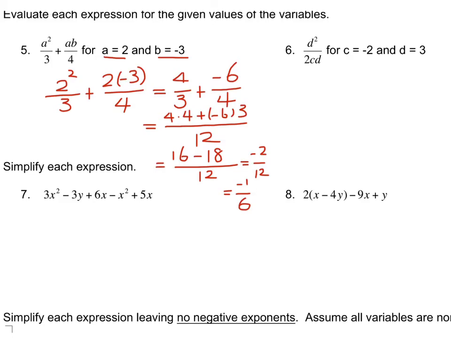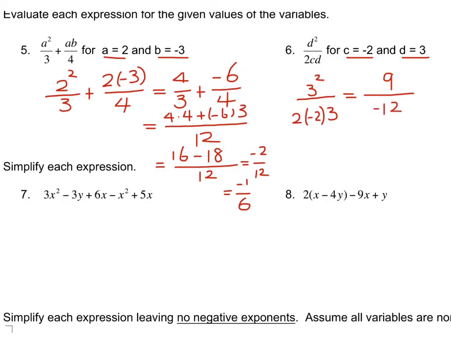Number 6, d squared over 2cd. Now plug it in, c equals negative 2 and d equals 3. So whenever I see the d, I replace it as 3. Whenever I see the c, I replace it with negative 2. So whenever I have a negative number, I put a parenthesis. So 2 times negative 2 times 3. Is there any common factor I can reduce it down to? So 2 times negative 2, that's negative 4. Negative 4 times 3, that's negative 12.